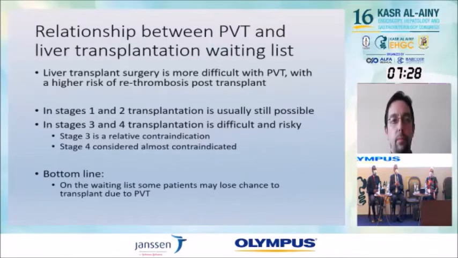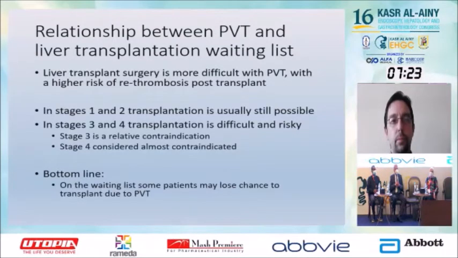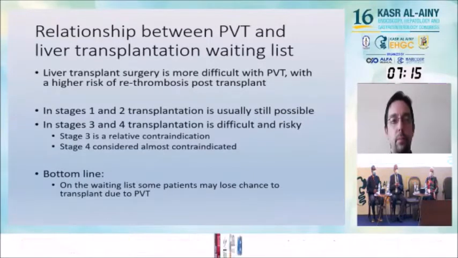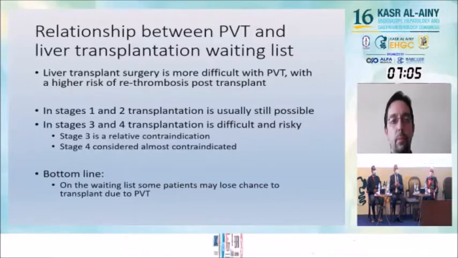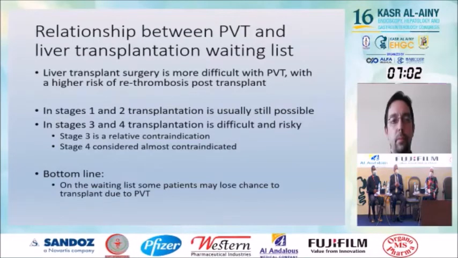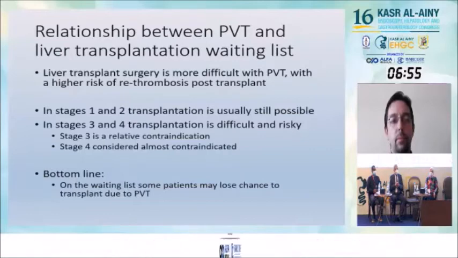So what's the relationship between portal vein thrombus and the liver transplantation waiting list? Liver transplant surgery is more difficult with portal vein thrombosis, with a higher risk of rethrombosis post-transplant. In stages 1 and 2, transplantation is usually still possible. However, in stages 3 and 4, transplantation is difficult and risky. Stage 3 is a relative contraindication, whereas stage 4 is considered almost contraindicated. The bottom line: on the waiting list, some patients may lose a chance to transplant due to portal vein thrombosis.